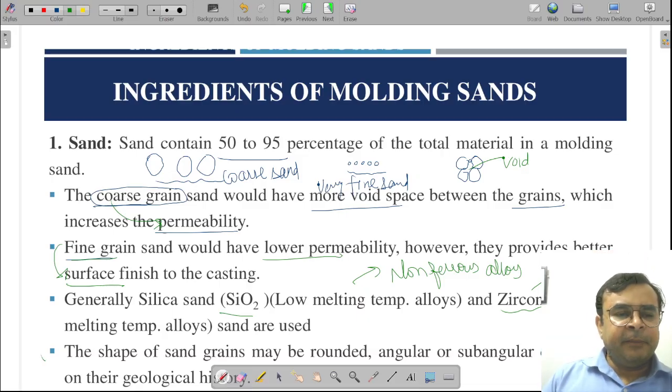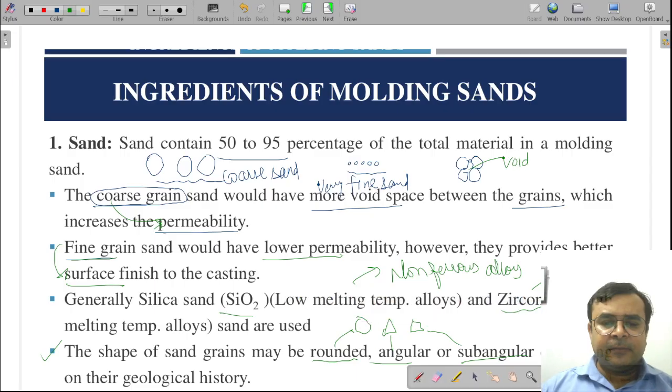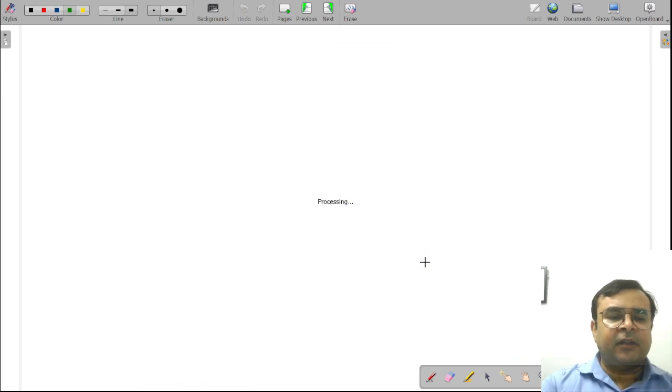Okay. Next, a very important point with reference to sand is the shape of the sand grains, which may be rounded, angular, or subangular. Angular means sand particles like this, or sand particles may be like this, and sand particles may be like this. So this is rounded, this is angular, and this is subangular type. Is it right? And it depends upon the geological position, meaning from which location, from which river, you extract the sand. So this is called the shape of the sand, and angular sand produces better surface finish than the other shapes.